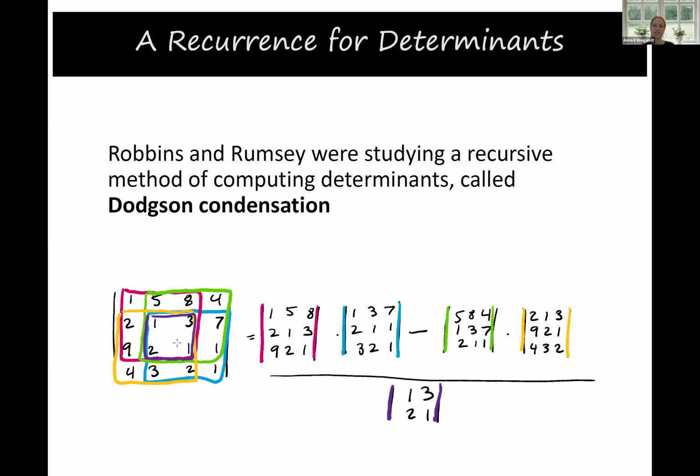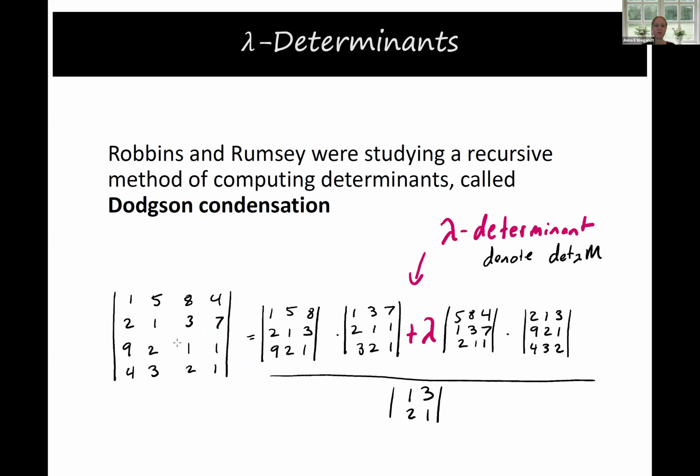So they were interested in this recurrence for determinants. And what they did was they deformed it slightly. They said, well, we can study something a little bit more general, and we might as well throw a little parameter in there. So instead of doing a minus this, we can put a plus lambda times this stuff. And they called this the lambda determinant. And so, of course, when we plug in lambda equals -1, then we get back to the original recurrence that we had. So great.